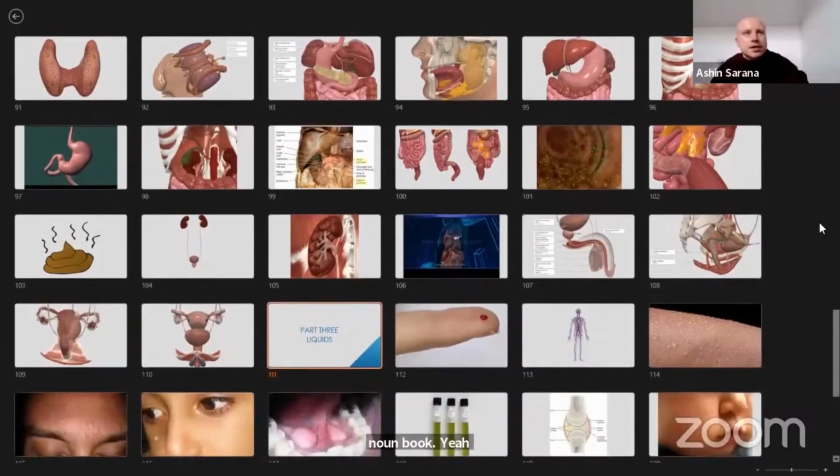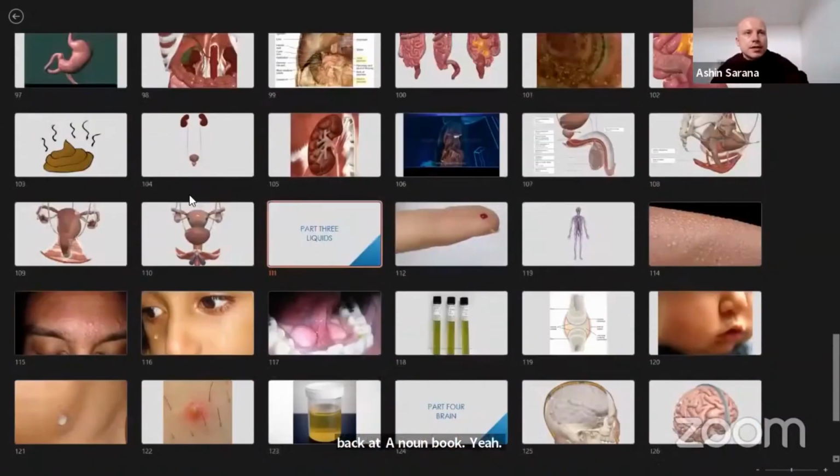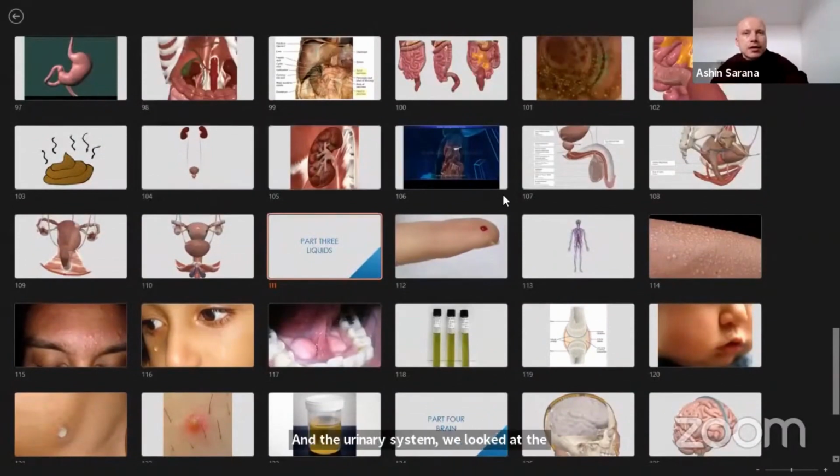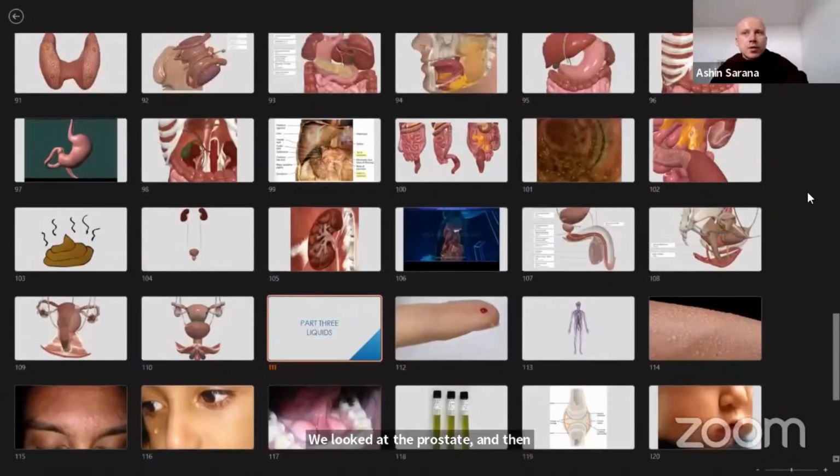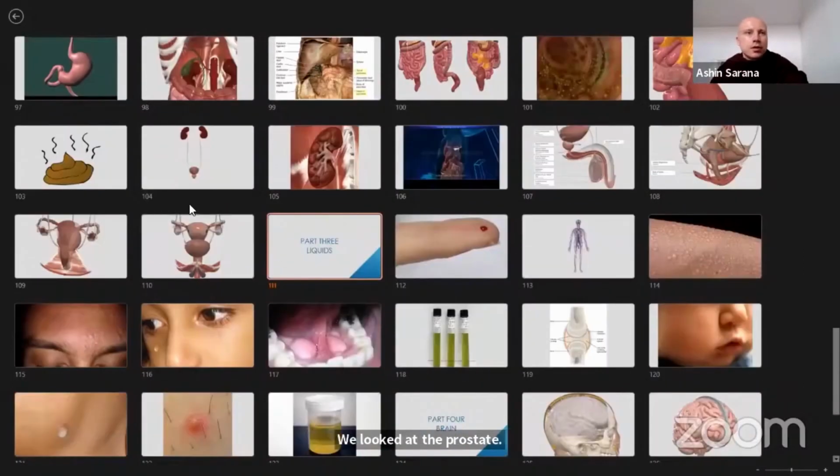In the urinary system, we looked at the kidneys, the urinary bladder, and in men, we looked at the prostate, and then we saw the reproductive system a little of woman.